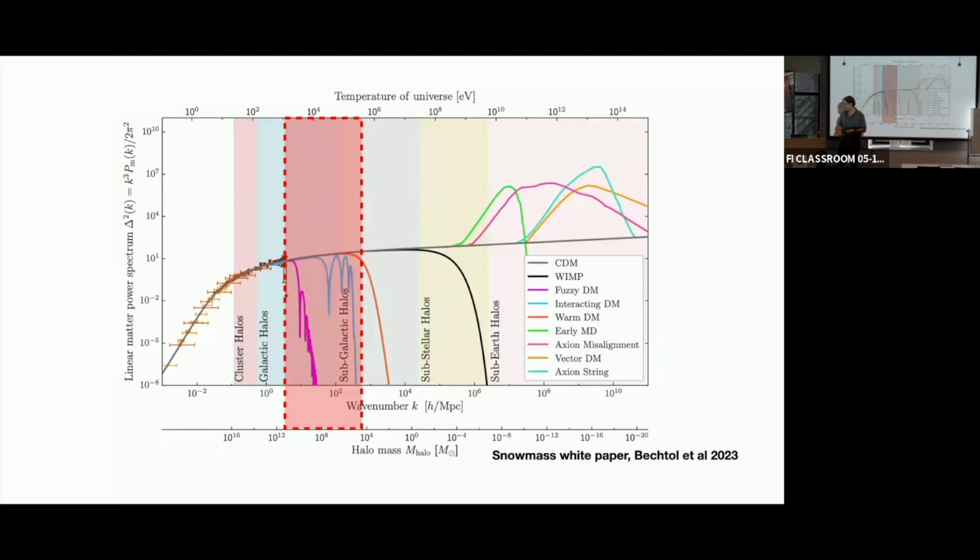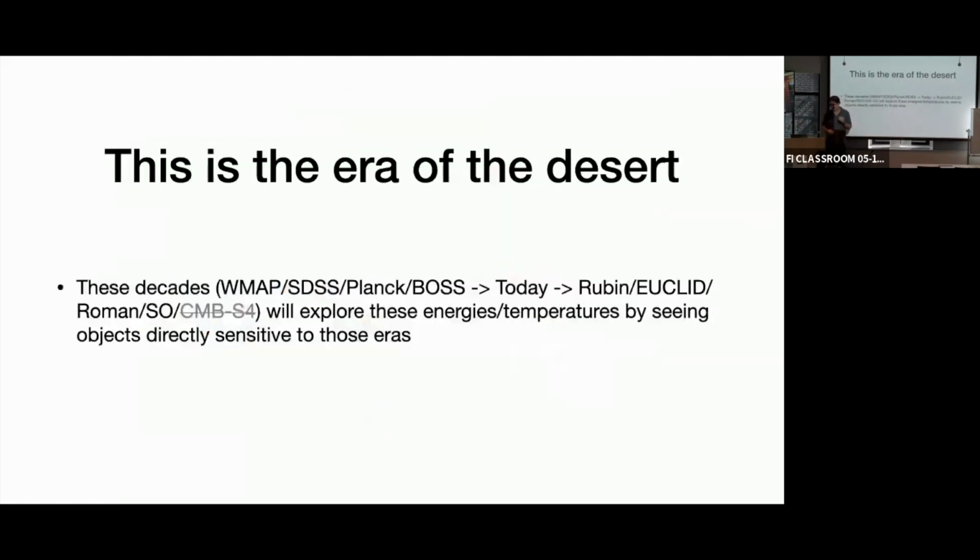And so if you are about to fall asleep and you're just clinging to consciousness, the one thing that you should remember is that this era, from a cosmological particle physics point of view, is an era of the desert. This is the era where we are going to get a tremendous amount of information, which is going to tell us what kinds of particle physics could have been going on in that eV to MeV era.